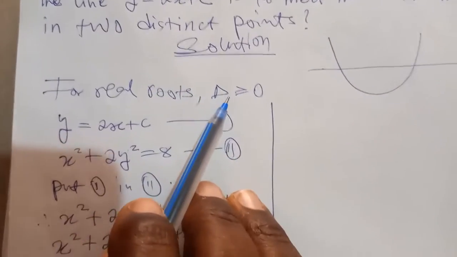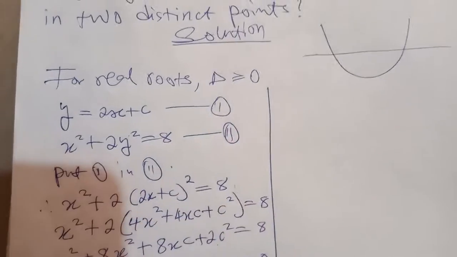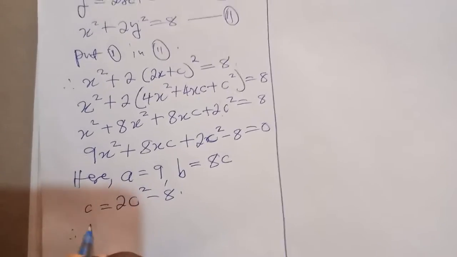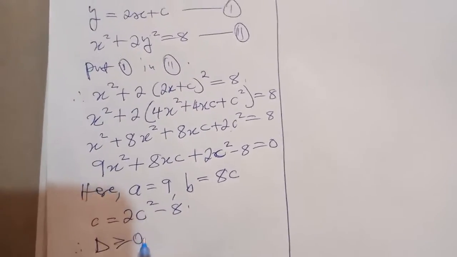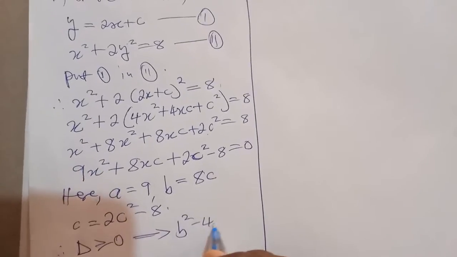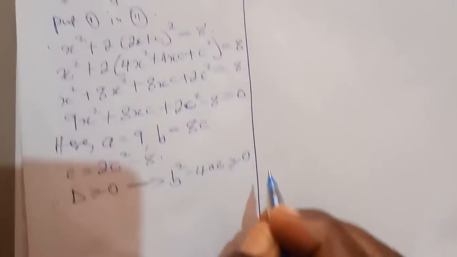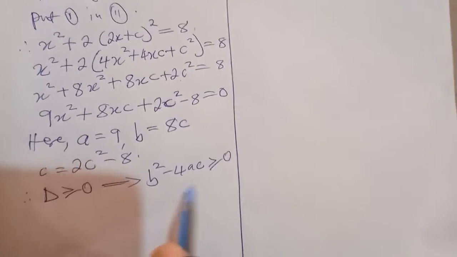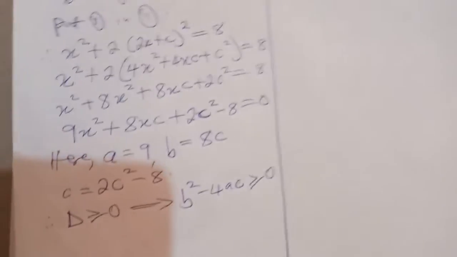For d greater than or equal to 0, this is for real roots. Therefore, d greater than or equal to 0 implies that b squared minus 4ac is greater than or equal to 0, because d is actually b squared minus 4ac. We call it the discriminant, if you remember.